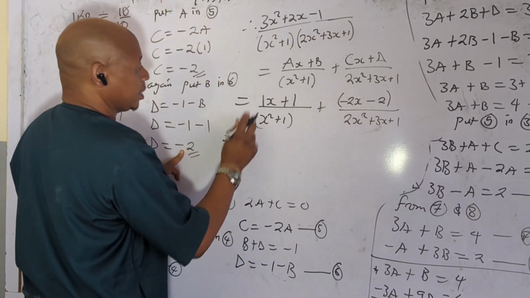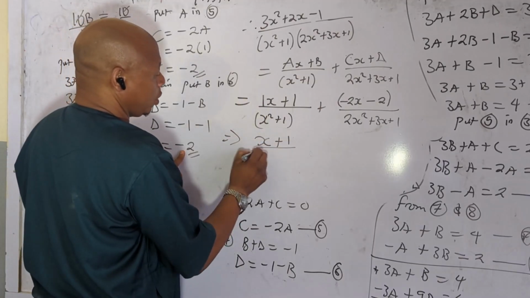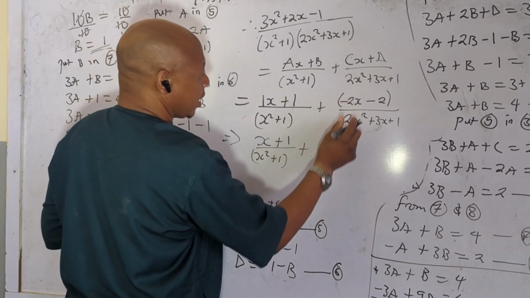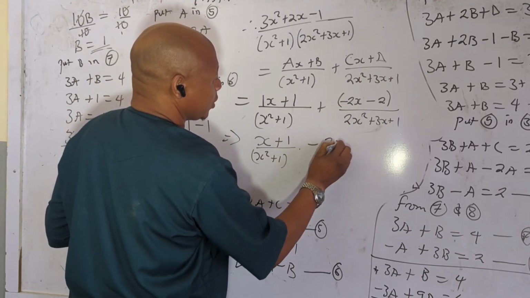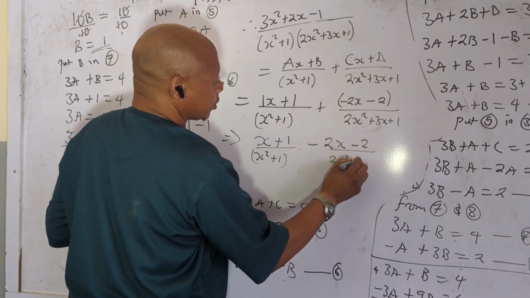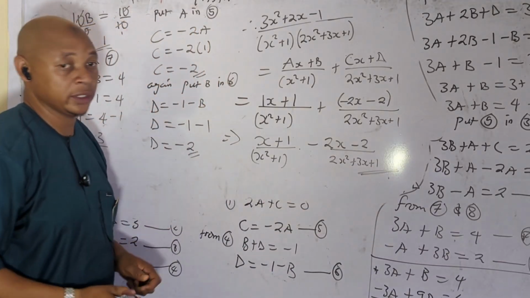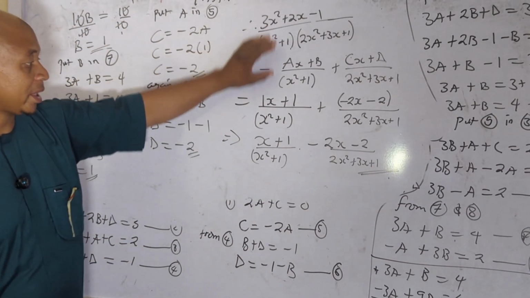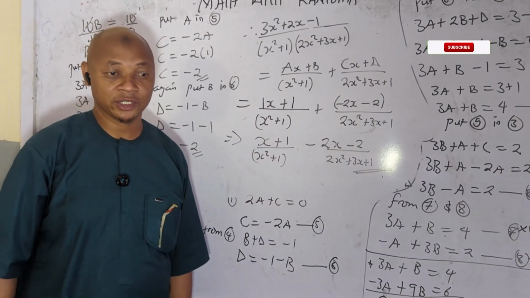So this implies that 1x is the same thing as x, plus this 1 all over x squared plus 1, then plus this value, plus times minus will give us minus 2x minus 2, then divided by 2x squared plus 3x plus 1, as the resolution of this partial fraction. So now this is the resolution into partial fractions.